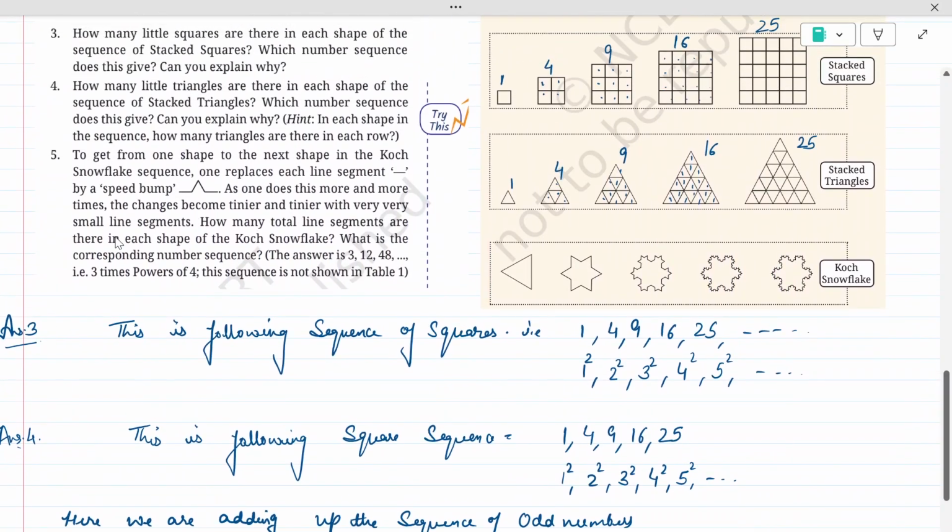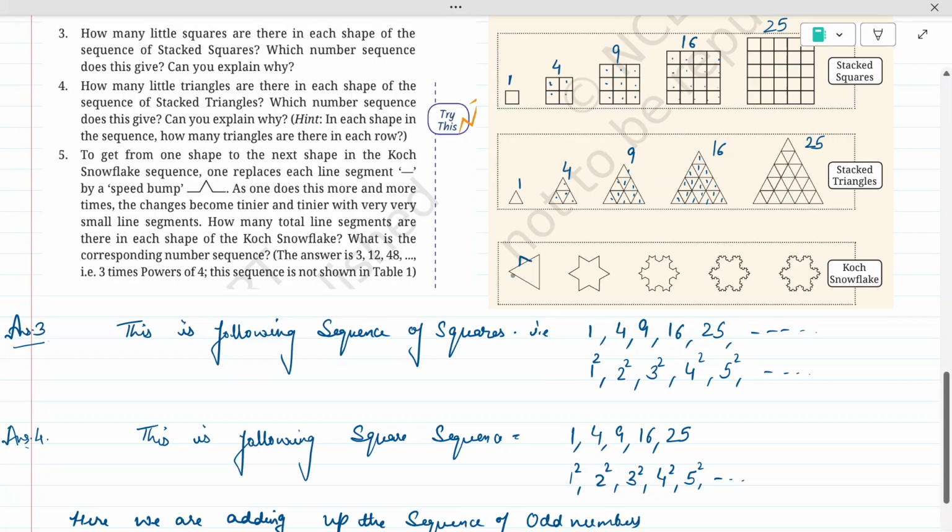It says that to get from one shape to the next in the Koch snowflake sequence, one replaces each line segment by a speed bump, this triangle. We have to do this on every side, making this 1, 2 and 3. Then we will erase this, and it will become like a root bump. As one does this more and more times, the change becomes tinier and tinier, which we can easily see. It becomes very tiny because it gets filled with a lot of these bumps.